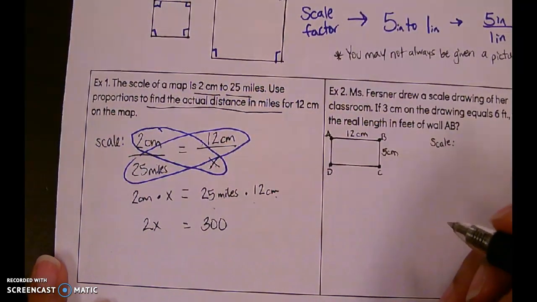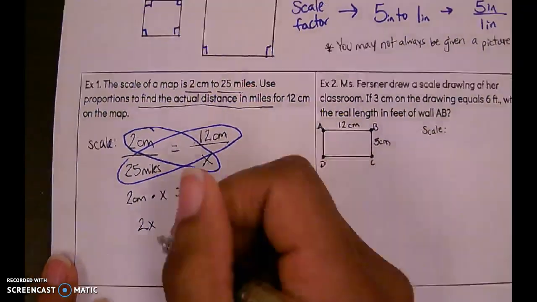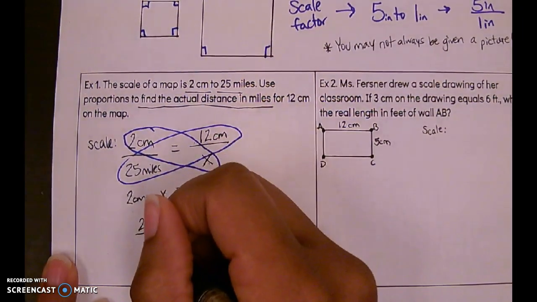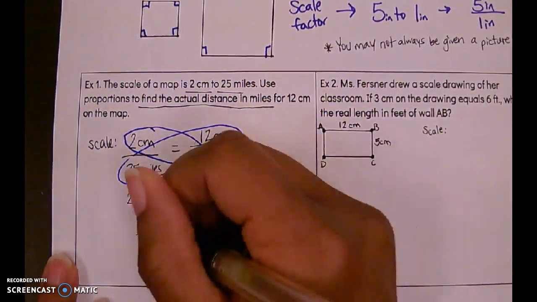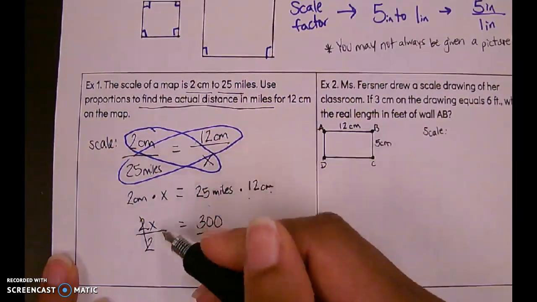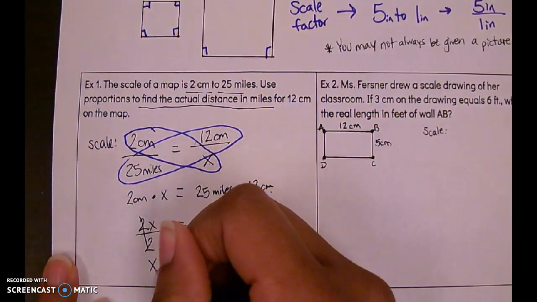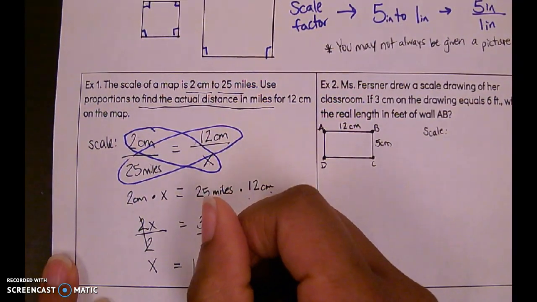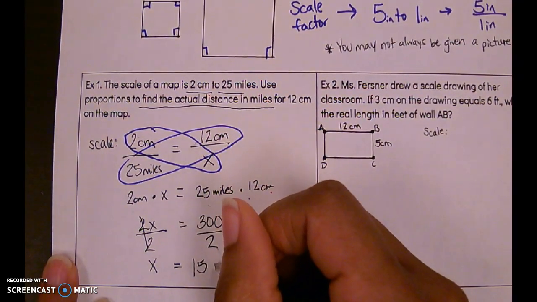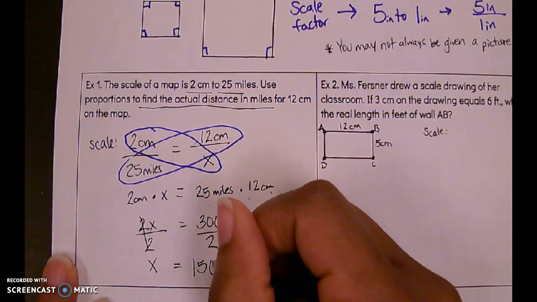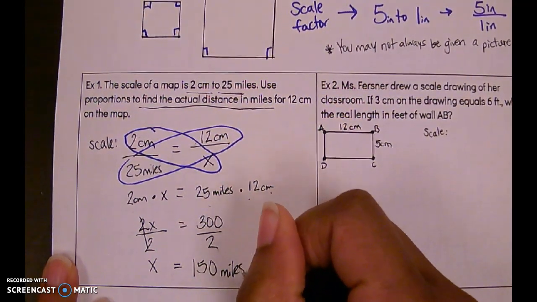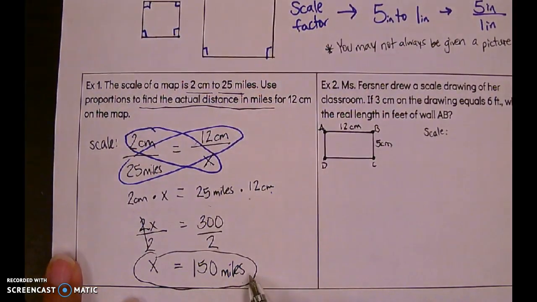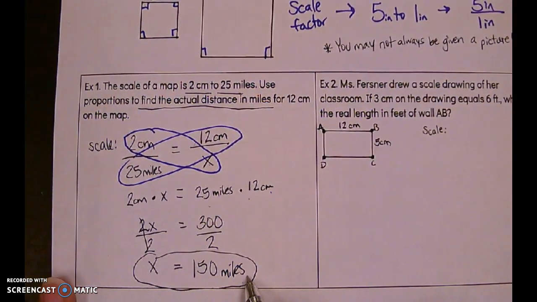Okay? Now my final step is to solve for x. And since I have to get x by itself, and this is 2 times x, I need to divide both sides by 2, which is going to give me 1 on this side. So I'm going to bring down x, and 300 divided by 2 is going to be 150 miles. Now please keep in mind that this problem is incomplete if you do not include your units. So please make sure that you do that.